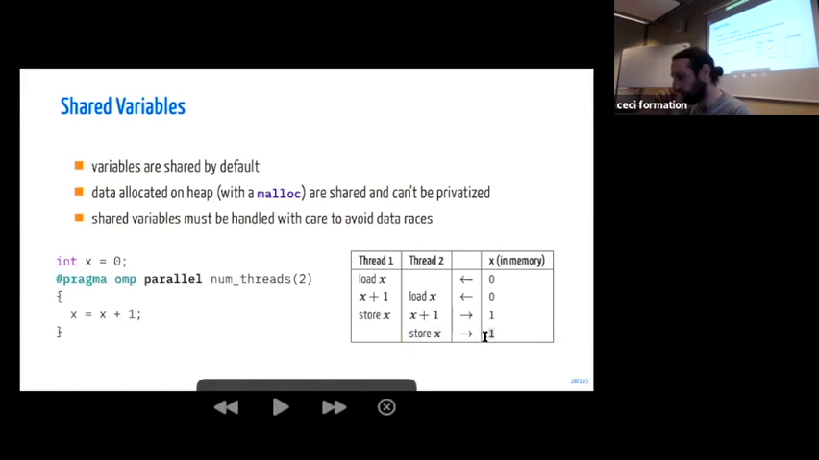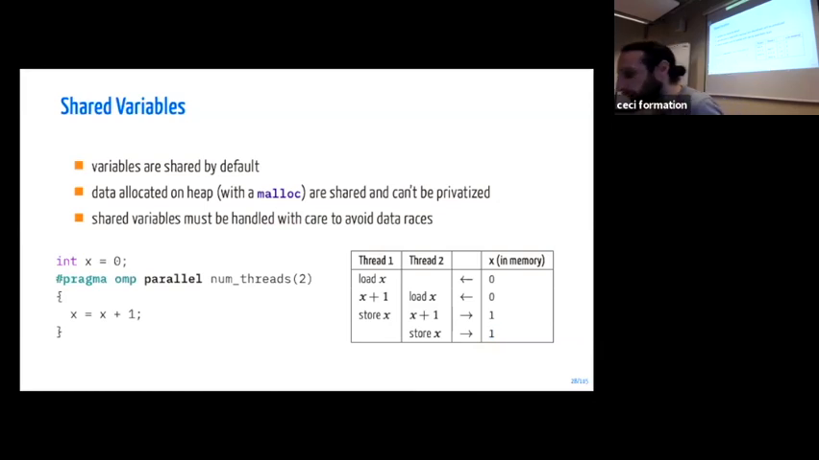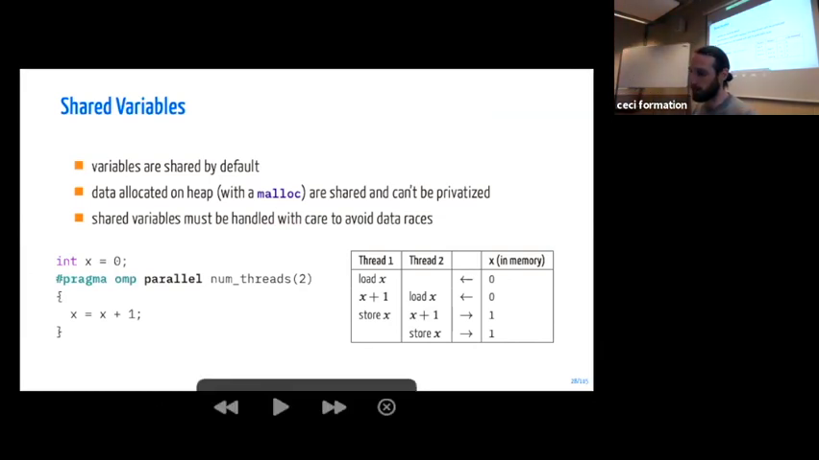And you end up with the wrong result because you are accessing a shared variable without proper synchronization. As a consequence, you get the wrong result. So this is the effect of a data race.